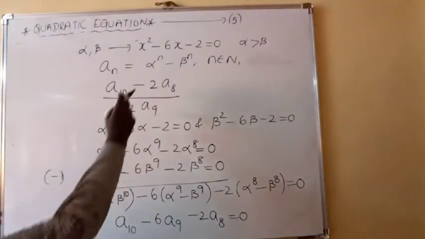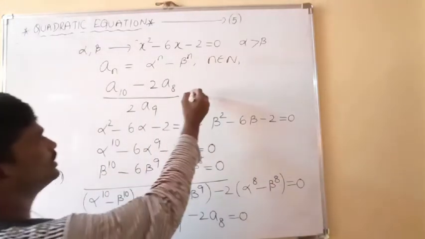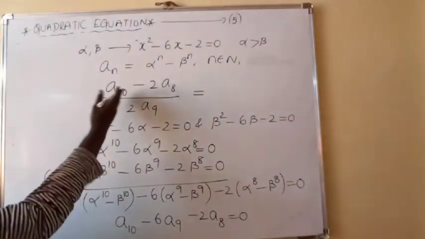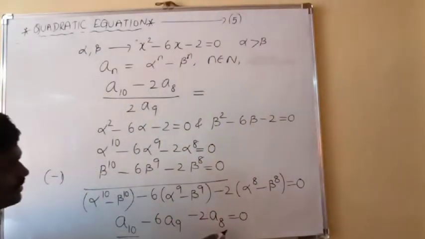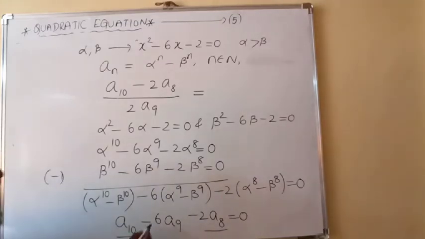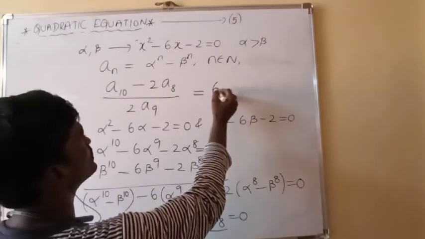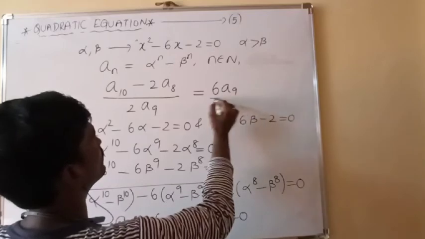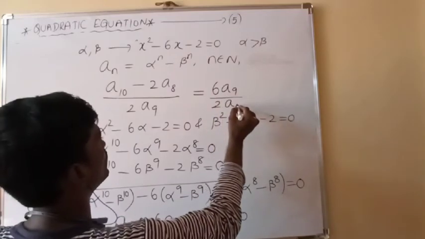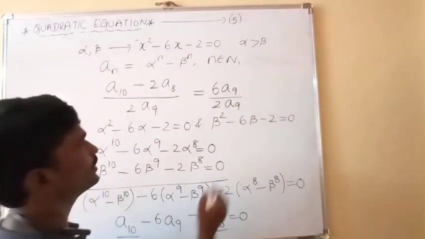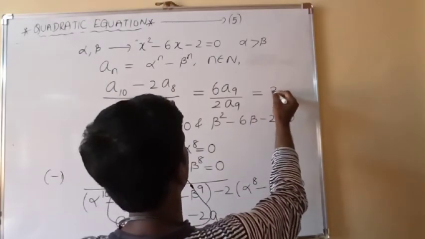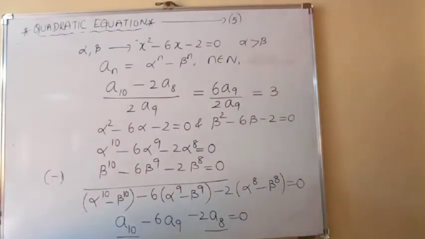So now we need to get this expression only. Listen here, we need to find this value. So a10 minus 2a8 value, what will you get? Plus 6 into a9, am I correct? Divided by 2 into a9. So a9 gets cancelled, and 6 by 2 gives 3. So 3 is the answer.